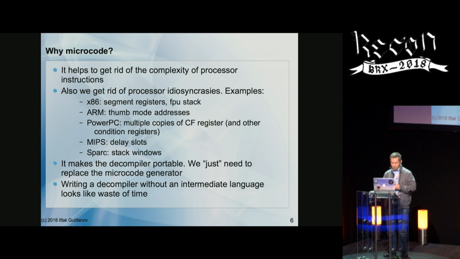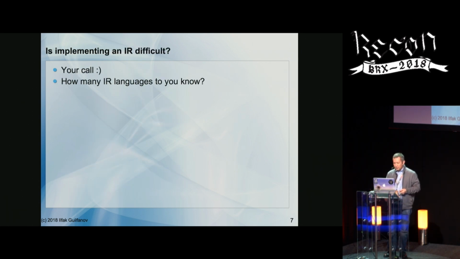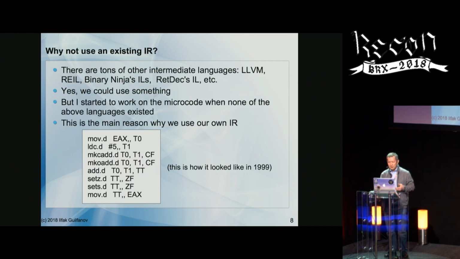So our first step is to convert processor instructions into some kind of intermediate language. Now the question is: is it difficult to implement, and should we implement a new intermediate language? What do you think? Is it that difficult? In fact, maybe it's not that difficult. But on the other hand, why should we spend time if there are so many existing intermediate languages? Why did we implement the microcode?